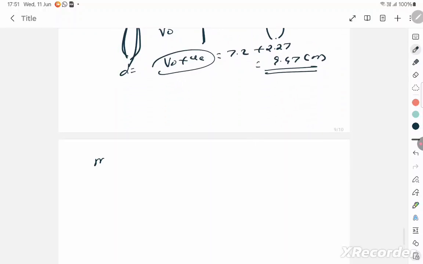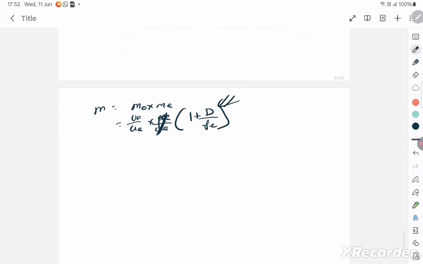So once you get this, they are asking for magnification, which is MO into ME, which is VO by UO and VE by UE. You know the respective values. No, this is not VE by UE. It will become 1 plus D by FE, because VE is not VE, it is at least distance of distinct vision. So whenever there's least distance of distinct vision, you're supposed to write VO by UO into 1 plus D by FE. Just put this magnification and you get it as 88. Substitute those respective values. D is 25 centimeter. And you get the right answer.